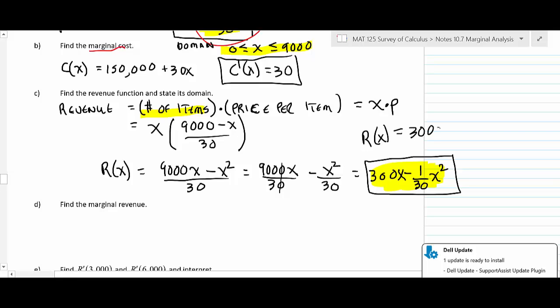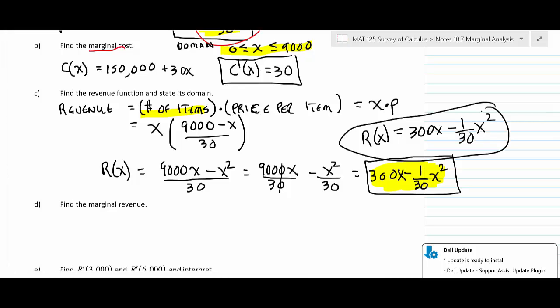So what you're doing is x times the price. That's how you find revenue. Does that make sense? How many things you sell times the price of the items. The price is given as a function in this problem. Everybody with me there?